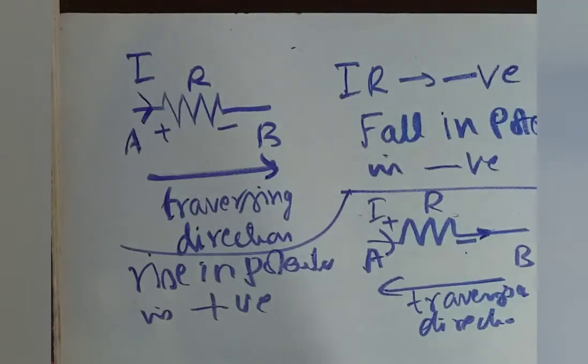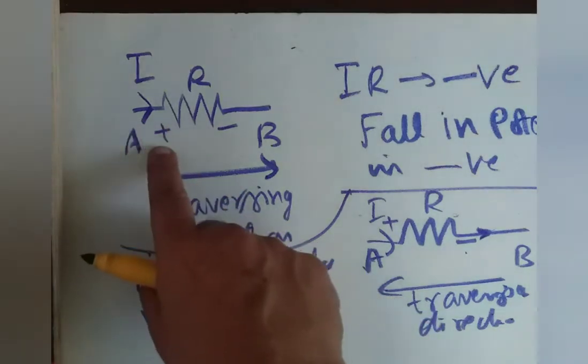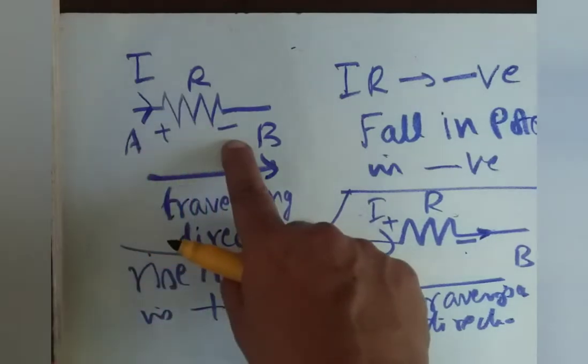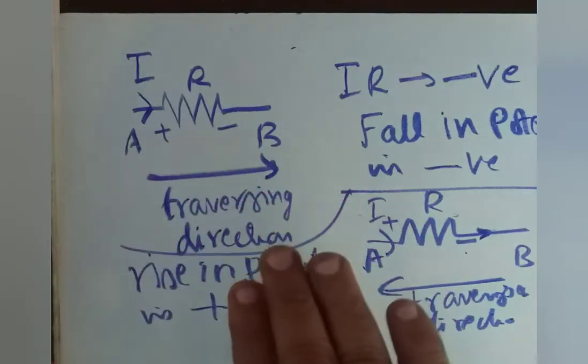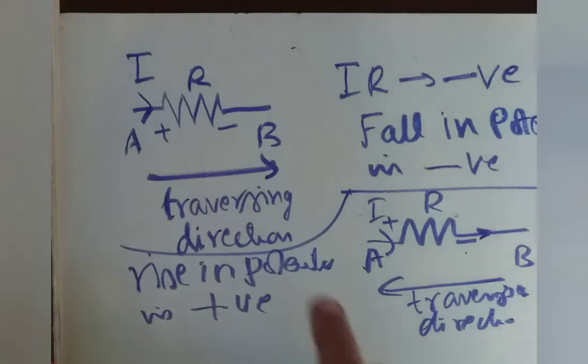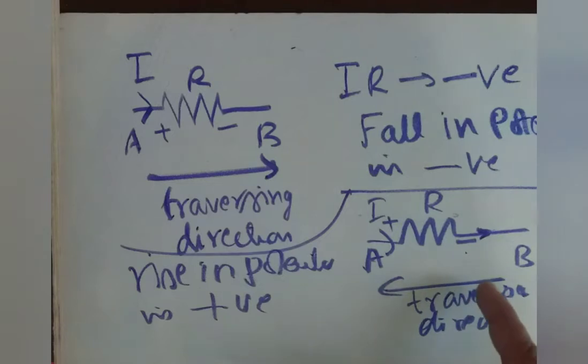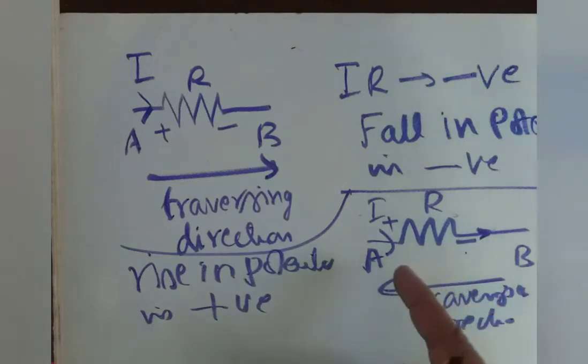For resistors or any component, where current enters, that is the positive end. Where current leaves, that is the negative end. In this case, as it enters at A, it is the positive end, and this is the negative end. How do we write it? Because current flows from positive to negative. And if the traversing direction is the same as the positive to negative end, then there is a fall in potential, that is taken as negative. If the traversing direction is opposite to the fall in potential direction, that is, there is a rise in potential like this, then that is taken as positive.